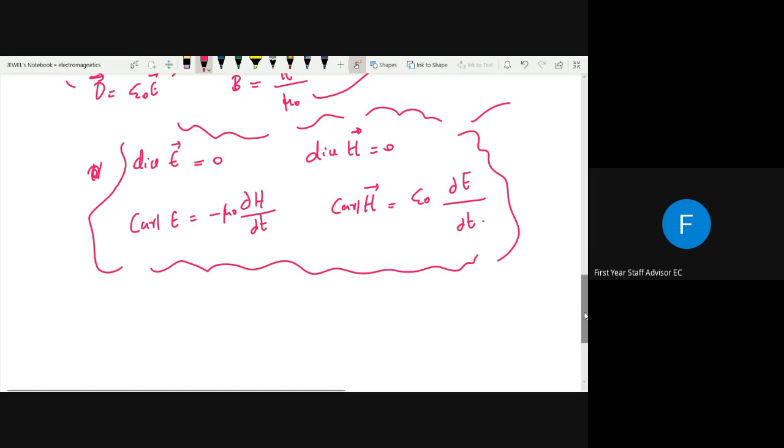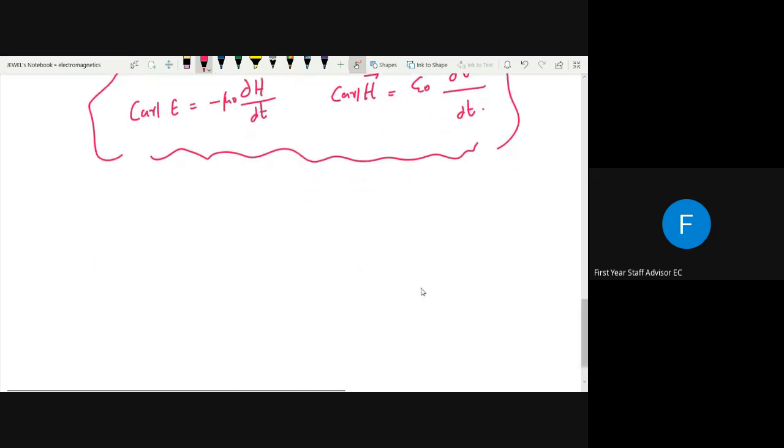Now taking curl on both sides of the equation, we have this third equation. Curl E is equal to minus mu 0 dou H by dou t. Take curl on both sides of this equation.